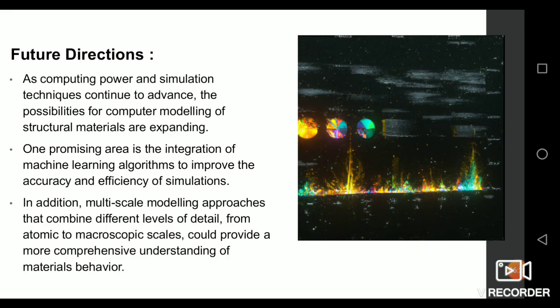Future direction. As computing power and simulation techniques continue to advance, the possibilities for computer modeling of structural materials are expanding. One promising area is the integration of machine learning algorithms to improve the accuracy and efficiency of simulation. In addition, multi-scale modeling approaches that combine different levels of detail from atomic to microscopic scales could provide a more comprehensive understanding of material behavior.